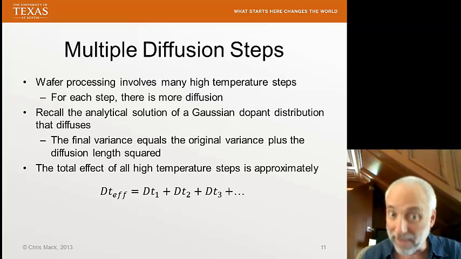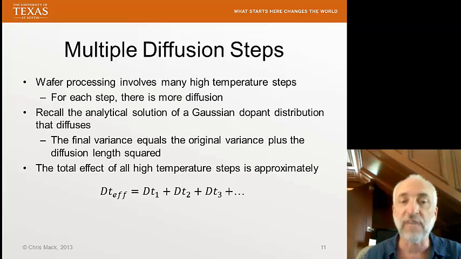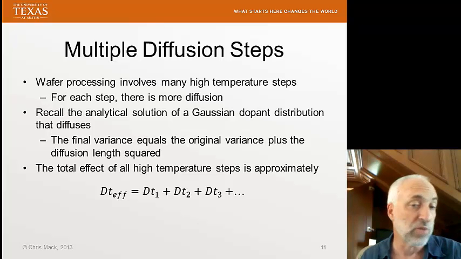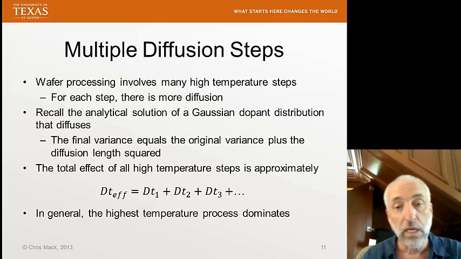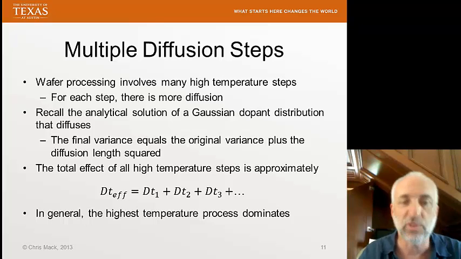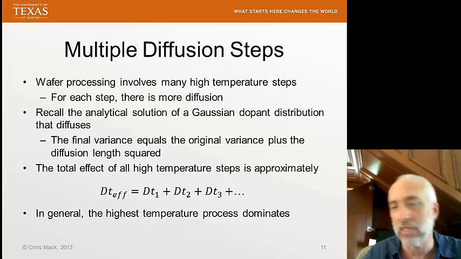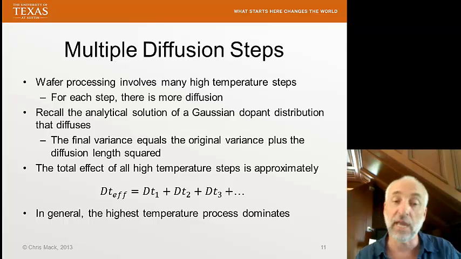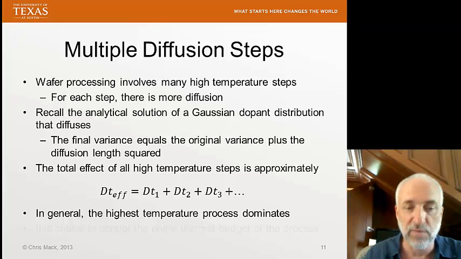And the result is an effective Dt, an effective diffusion length, an effective distance that the dopant moves from its original position to its final position for all of these different high temperature process steps. In general, the highest temperature process dominates because of the exponential nature of diffusivity with temperature. If I have one really high process step, a much higher temperature than the others, then chances are it will be that step that dominates. But if I have a whole bunch of process steps that are about the same temperature, then I have to keep track of all of these and add them together.